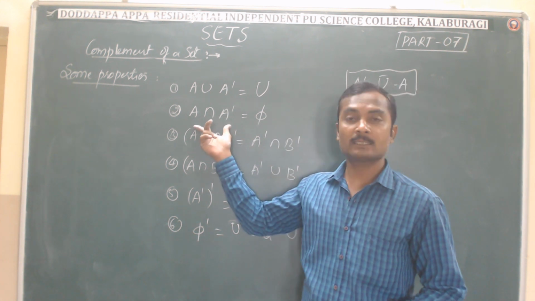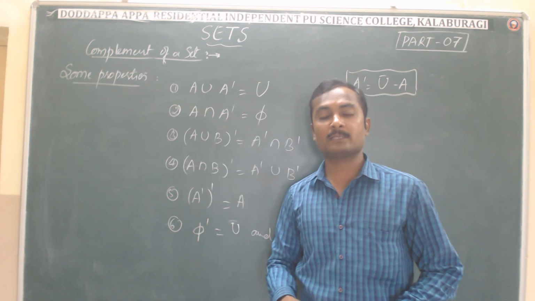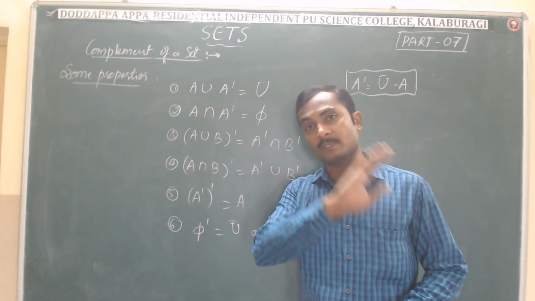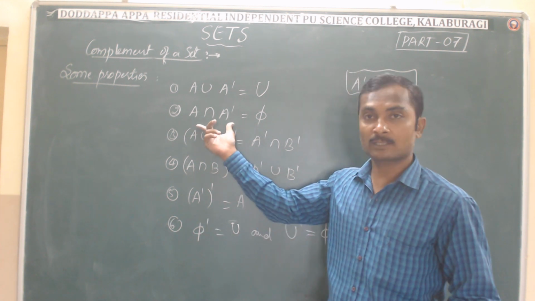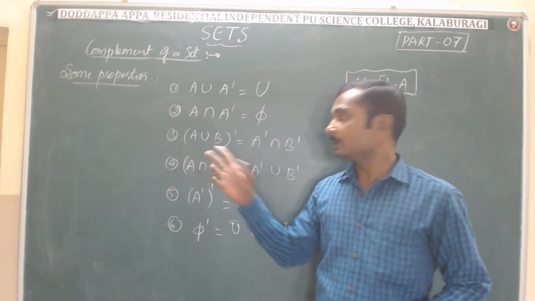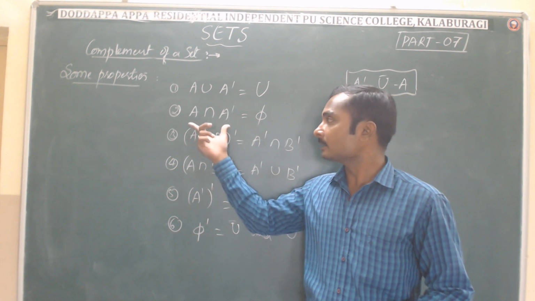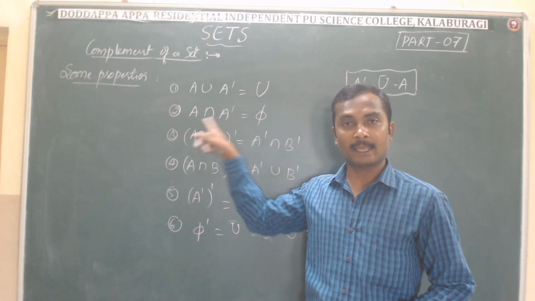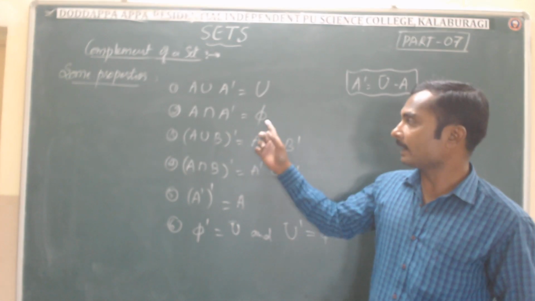Second one, the intersection of A and A complement. As A contains some elements, A complement contains elements of the universal set but not A. Therefore, if you take the intersection of these two, you are going to get nothing, because the elements of A are deleted in the universal set, and there are no common elements in A and A complement. Therefore, you get the null set, empty set, or void set phi.